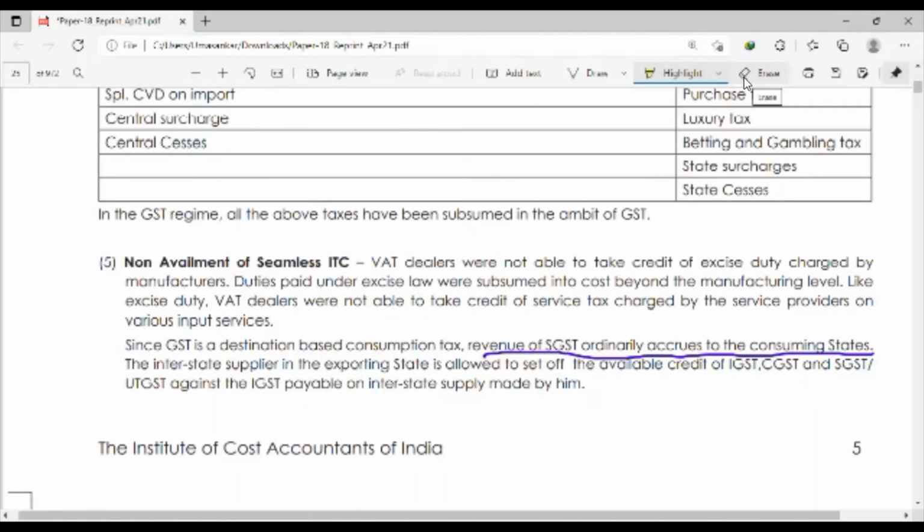Then suppose a supply is done from Odisha to Andhra Pradesh. There are two states there, and IGST will be levied. IGST will be proportionally divided between the central and the state. But which state? Odisha or Andhra Pradesh? Any guess? Yeah, obviously Andhra Pradesh, because it is the consuming state. Which state is the consumer of the supply? Andhra Pradesh.